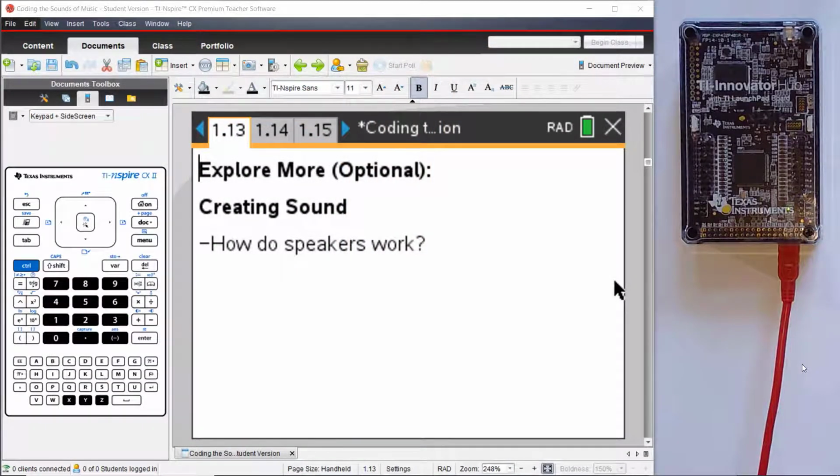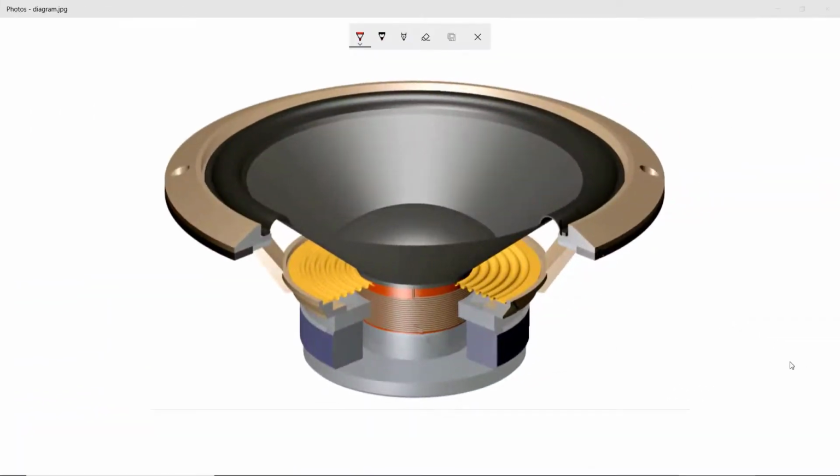So navigate to page 1.13 using the ClickPad on your calculator. This is a cutaway of a loudspeaker. The purpose of a loudspeaker is it changes electrical energy into mechanical energy. Let's first describe what sound is.